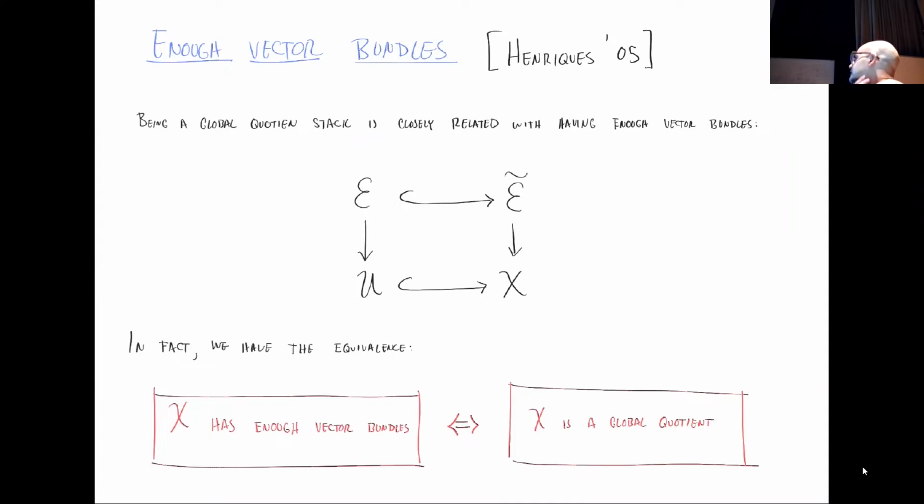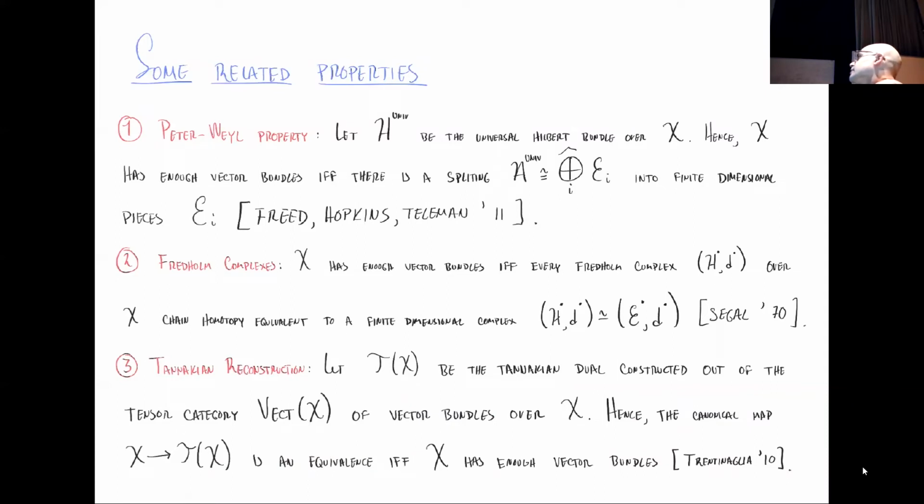By the way, this property of having enough vector bundles can be thought of as a sort of topological analog of Totaro's resolution property in the algebraic setting. It is known that this resolution property in the algebraic category is also closely related to the problem of global quotient presentability of stacks. In fact, this property of having enough vector bundles turns out to be equivalent to other interesting properties of stacks. Let me just mention these three properties.